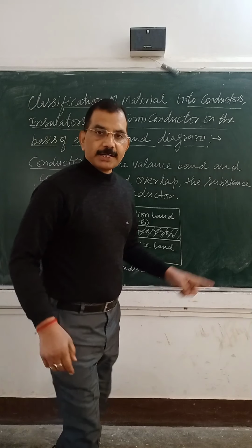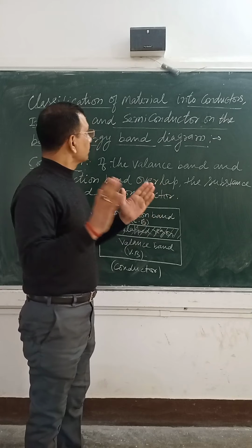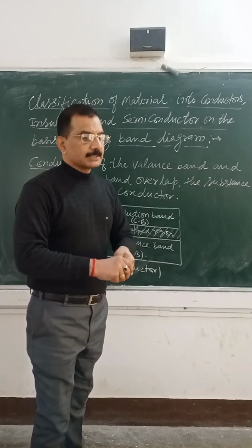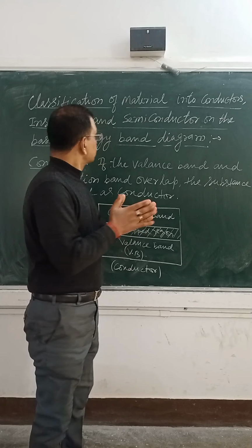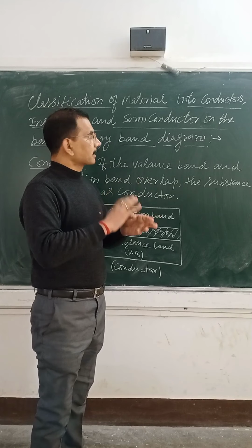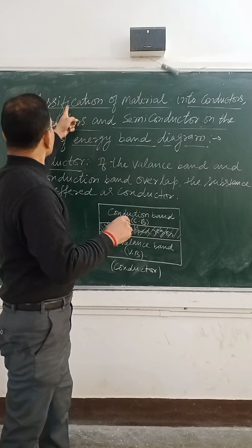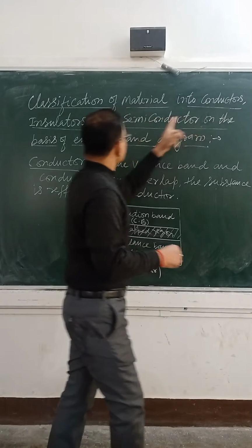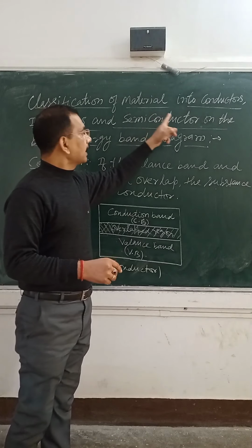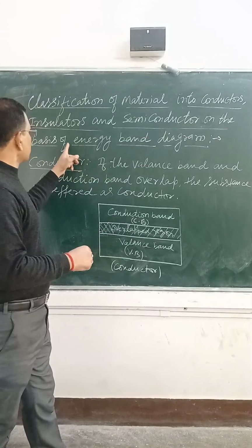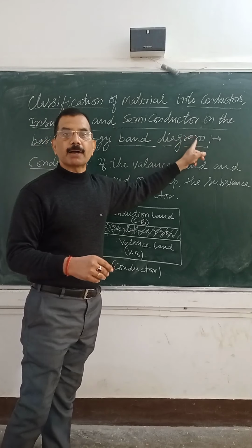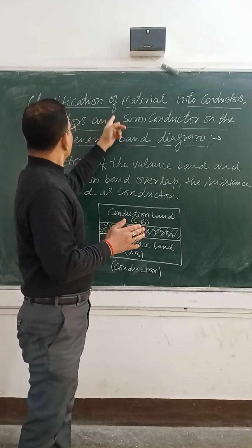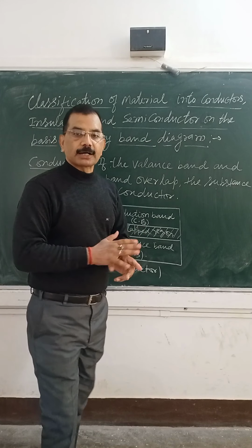Good morning, dear student. Today I am going to discuss the next chapter, and that next chapter is what here? Semiconductor device. But in this semiconductor device, first thing, classification of material into conductors, insulator, and semiconductor on the basis of energy band diagram. So first thing, what is conductor, insulator and semiconductor?